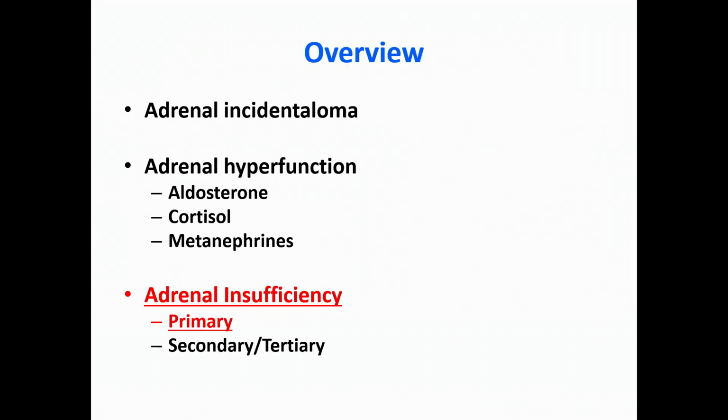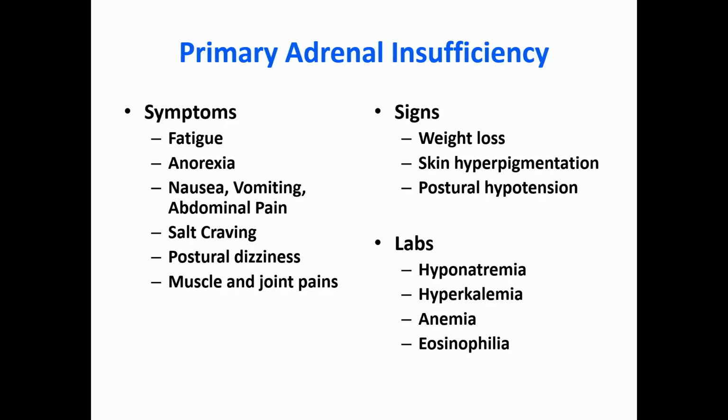And for the last part of my talk, I wanted to briefly talk about adrenal insufficiency. First, primary, and afterwards, secondary and tertiary adrenal insufficiency. For primary adrenal insufficiency, symptoms can include fatigue, anorexia, nausea, vomiting, stomach pain, salt craving, dizziness. Patients can also present with skin hyperpigmentation, hypotension, and typically their labs would show low sodium, high potassium, possibly anemia, and high eosinophils.